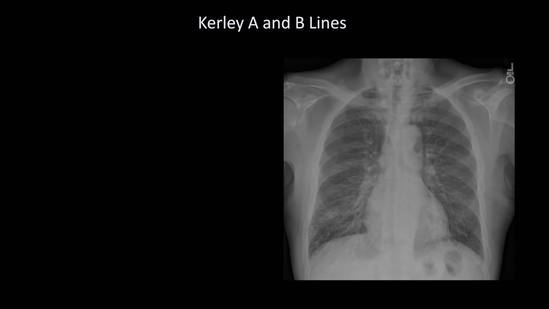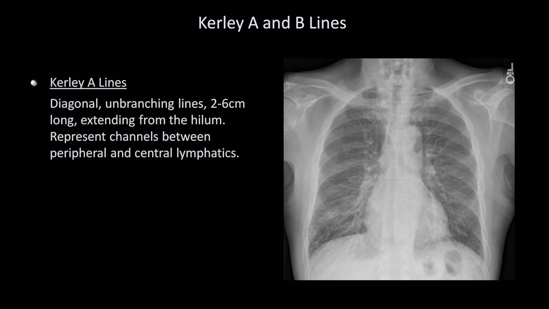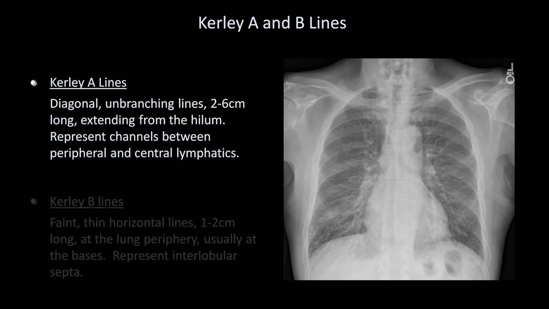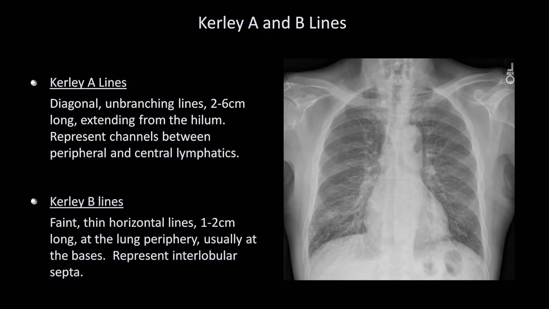Next are curly A and B lines. Curly A lines are diagonal, unbranching lines 2 to 6 centimeters long, extending from the hilum. They represent channels between peripheral and central lymphatics. Curly B lines are faint, thin horizontal lines 1 to 2 centimeters long at the lung periphery, usually at the bases. They represent interlobular septa. In general, curly B lines are much more commonly seen and commonly referred to than curly A lines.